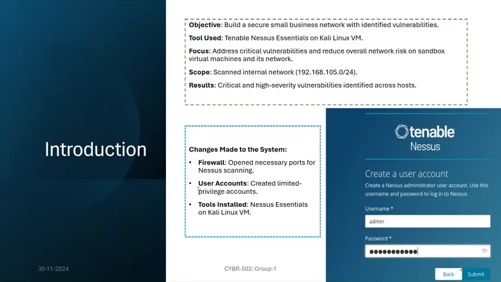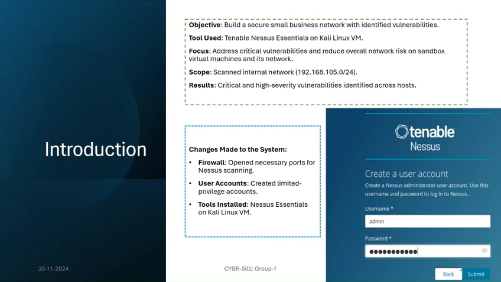Let's begin. The objective of our project was to ensure a small business network is secured. For this, we used Nessus Essentials on a Kali Linux VM to scan and assess vulnerabilities in the internal network sandbox, which is up and running at the 192.168.105.0/24 subnet. The focus was on identifying critical vulnerabilities across sandbox virtual machines and reducing overall risks.